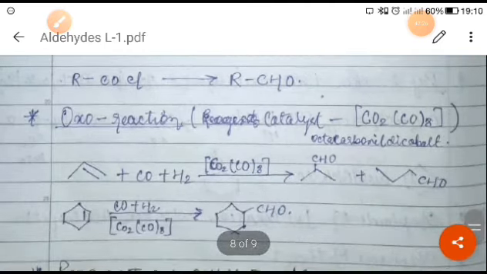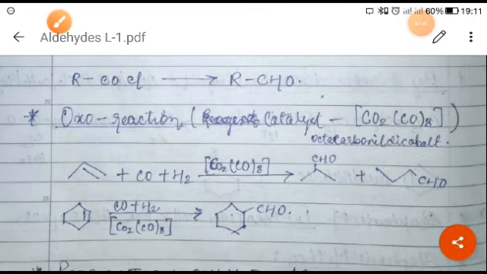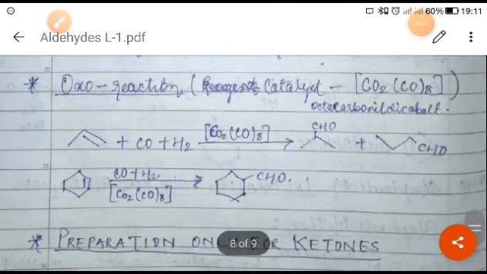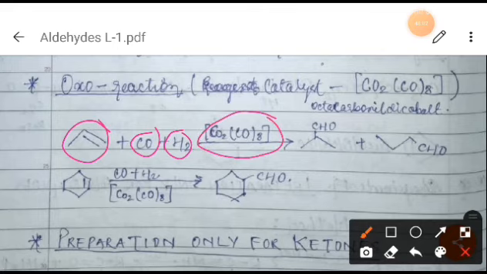Now next is Oxo reaction. Here the catalyst is Co2(CO)8, which is also called octacarbonyl dicobalt. As you can see, I have written the name here also. Here we are using octacarbonyl dicobalt as the catalyst. So in this reaction, we are using carbon monoxide and H2, and in presence of octacarbonyl dicobalt, we are getting what?